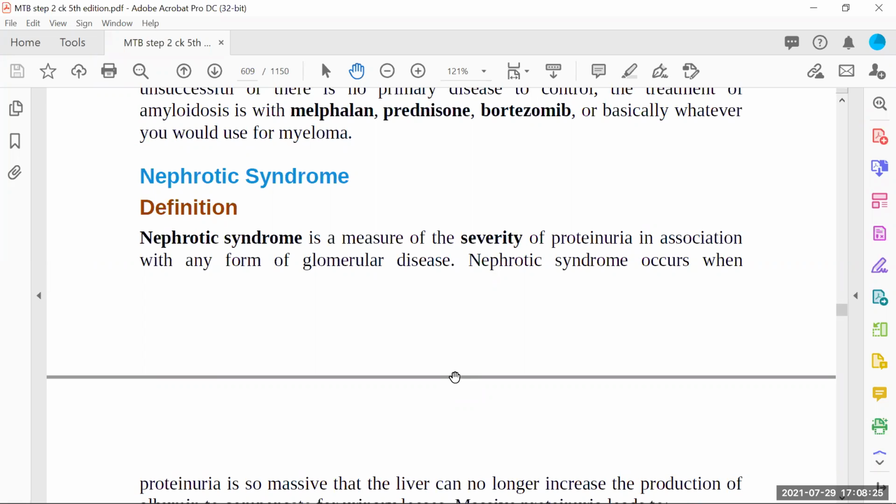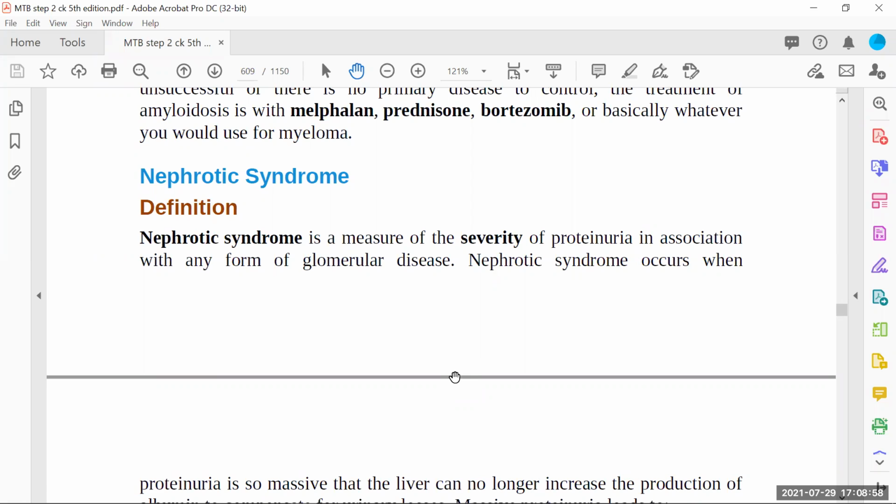Usually the proteins are not filtered by the glomerulus because of the glomerular basement membrane, the endothelial membrane. But once the damage is there because of any reason, these proteins which normally do not filter out into the urine will filter out because of the damage to the basement membrane, and the patient can present with proteinuria. So here we will say it's a measure of severity of proteinuria. There will be too much proteinuria, proteins are lost from the body, in association with any form of glomerular disease.